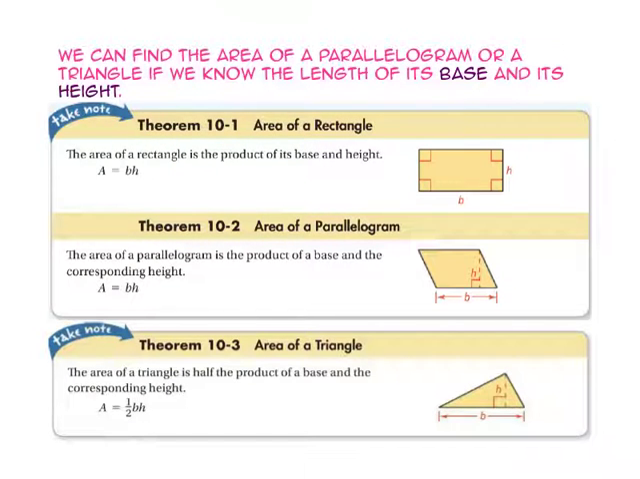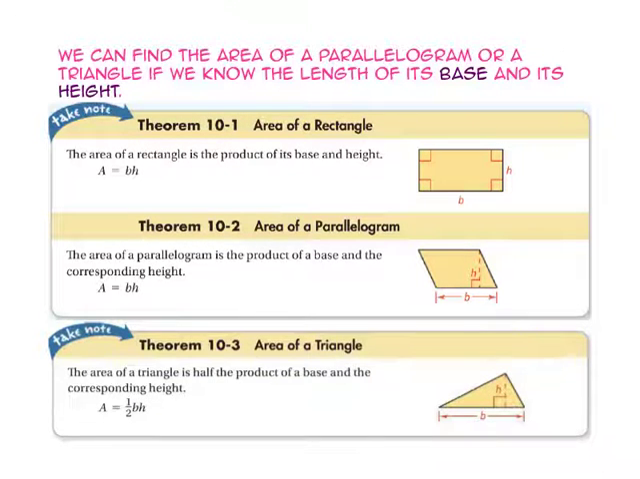We can find the area of a parallelogram or a triangle if we know the length of its base and its height. For a rectangle, the area is the product of the base and the height. So area equals base times height. For the area of a parallelogram, it is also the product of the base and the height. So area equals base times height.